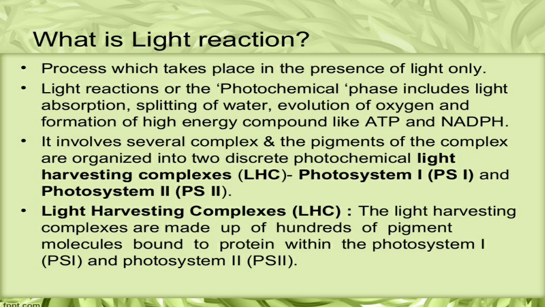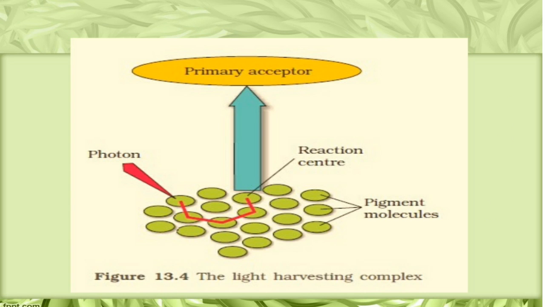Photosystem 1, that is PS1, and photosystem 2, that is PS2. Light harvesting complex. The light harvesting complexes are made up of hundreds of pigment molecules bound to protein within photosystem 1 and photosystem 2. The light harvesting complex.